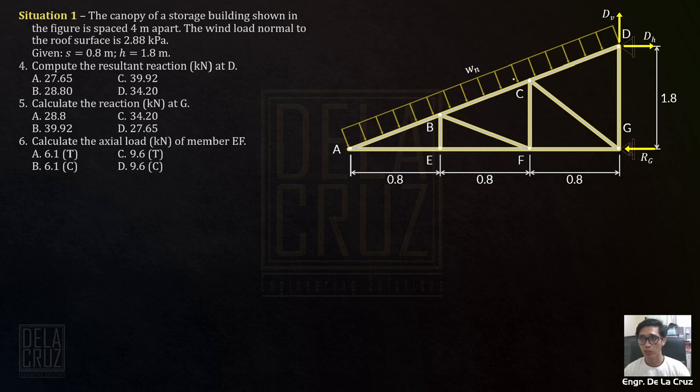Now, for the reactions, it's better to have the wind load converted to a resultant. Call it FR. Of course, the resultant will pass through the center of the member. It is perpendicular to the surface.